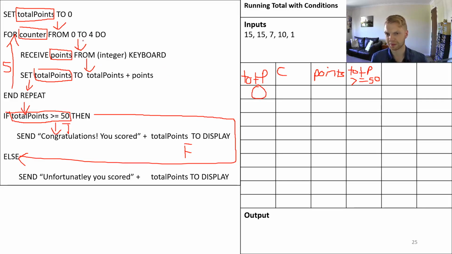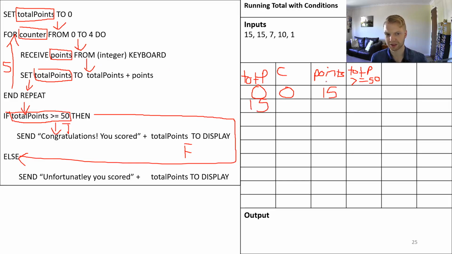For counter from 0 to 4, so let's make counter, it starts at 0. And then you get to receive the points from the keyboard, so you get 15 from the keyboard. And then for total points, it becomes total points equals total points plus points. So this would be, well, it's 0 plus the current value. So here, 0 plus the current value of points, which is 15. 0 plus 15 is 15.